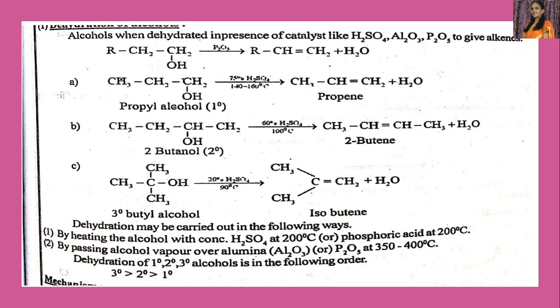Then OH from this carbon and H from this carbon are removed in the form of water. Then we get RCH double bond CH2. That is, an alkene is produced. R is an alkyl group, so we can prepare any alkene by this method. This is a few specific examples for the dehydration of alcohols to prepare alkenes.